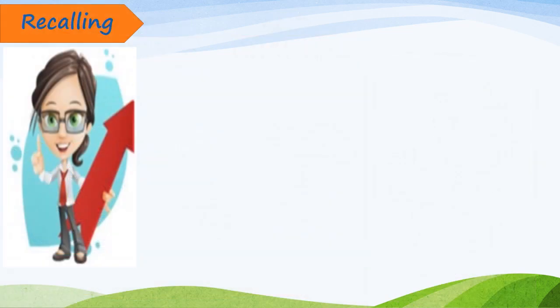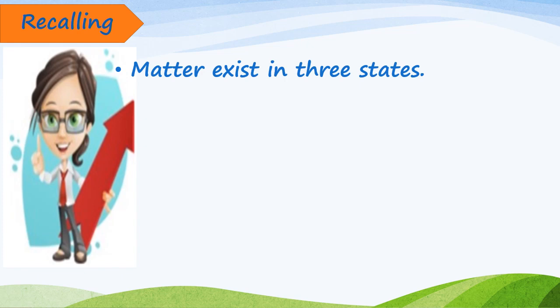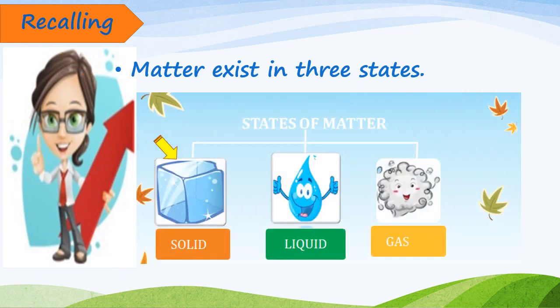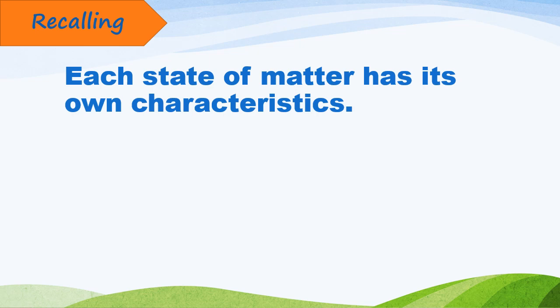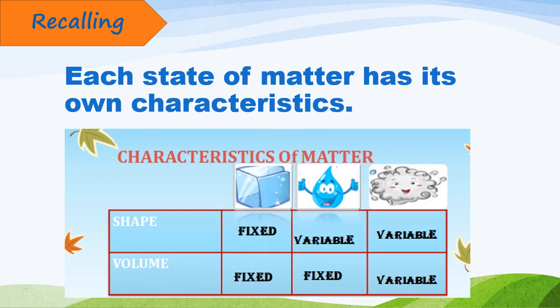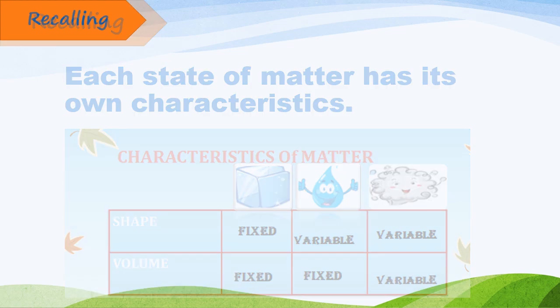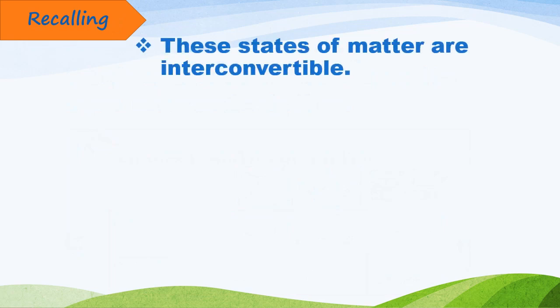Well, before we step ahead, let's see some important points from lesson 1. In lesson 1, we have seen that matter exists in three states. These are solids, liquids, and gases. We saw that each state of matter has its own characteristics. Solids have a fixed shape and fixed volume, liquids have variable shape but fixed volume, and gases have variable shape and variable volume.